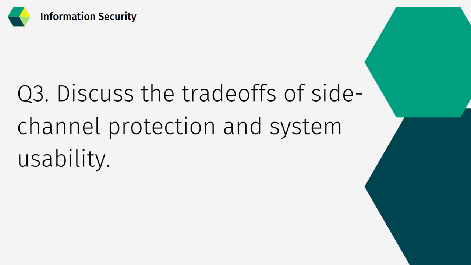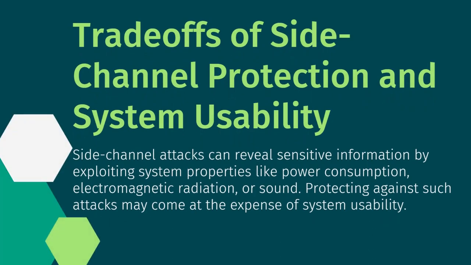Section 3. Discuss the trade-offs in side channel protection and system usability. Trade-off: side channel protection and system usability. Side channel attacks can reveal sensitive information by exploiting system properties like power consumption, electromagnetic radiation, or sound. Protecting against such attacks may come at the expense of system usability.